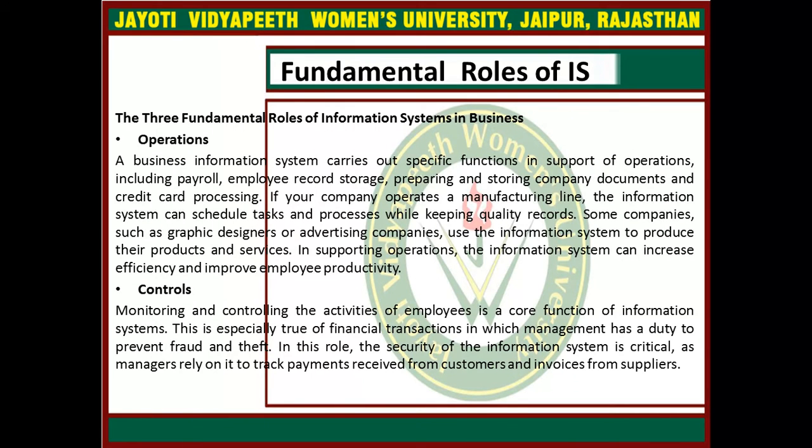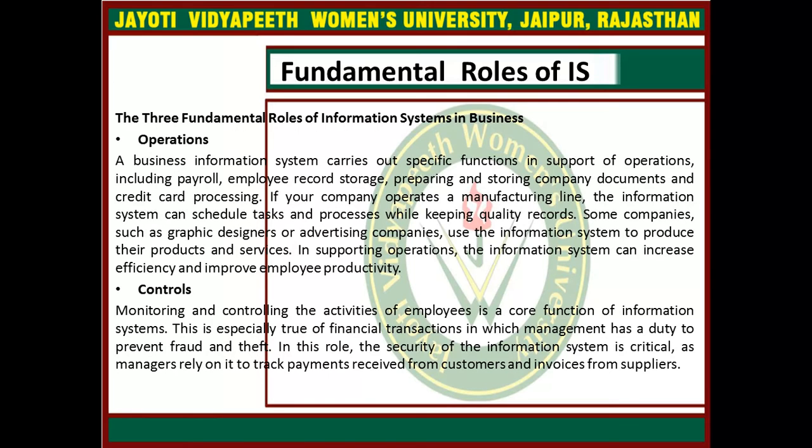Now come to the fundamental roles of information system. There are basically three fundamental roles of information system in business. The first one is operations. In operations, a business information system carries out specific functions in support of operations, including payrolls, employee record storage, preparing and storing company documents, and credit card processing.